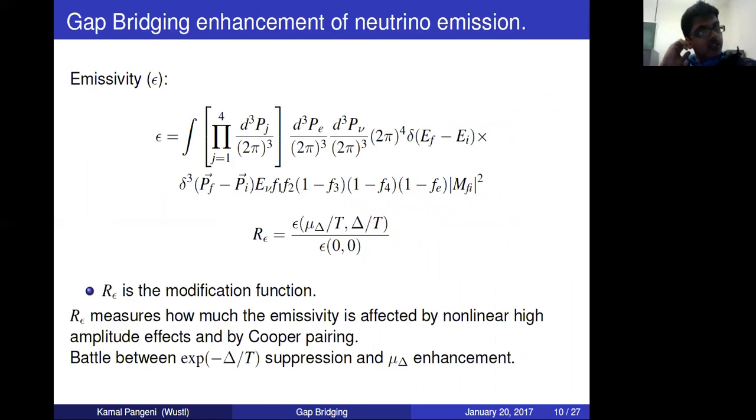In the plot, we'll be calculating the emissivity, because we have two initial neutrons and a proton, neutron, and electron in the final state. The calculation of emissivity is highly complex. We have to integrate over the phase space of the neutron energy. And in the plot, I'll be showing you this modification function. As I told earlier, it's the ratio of the emissivity divided by the emissivity at zero gap and zero compression oscillation. So this depends on the compression of oscillation and the gap. The gap is trying to decrease the emissivity. It suppresses the emissivity, whereas this mu delta tries to enhance the emissivity. So we have a battle between one quantity that tries to enhance and the other that suppresses the emissivity.